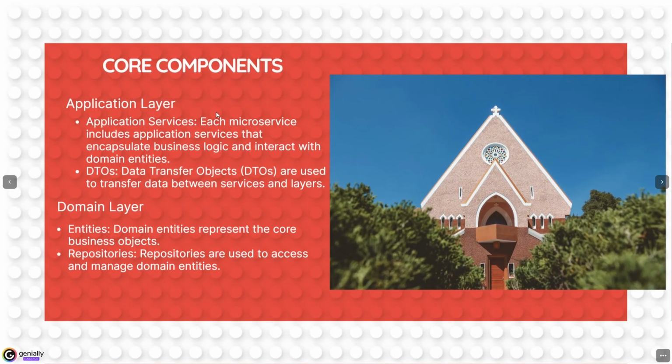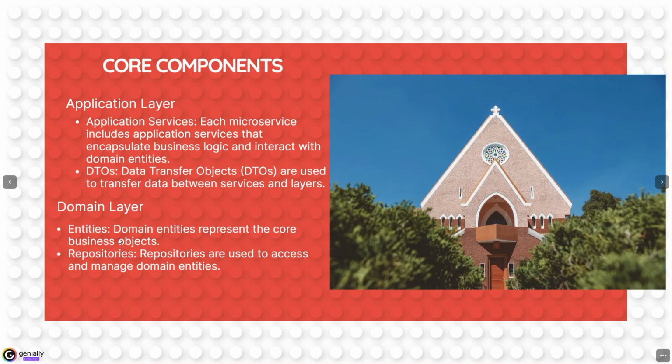The other core component is application layer. Application services. Each microservice includes application services that encapsulate business logic and interact with domain entities. DTOs, these are data transfer objects. These are used to transfer data between services and layers.